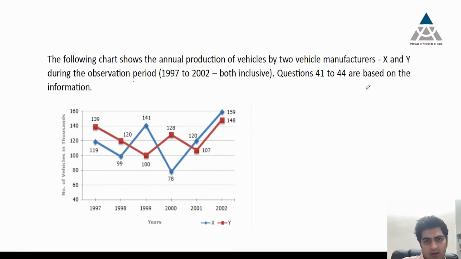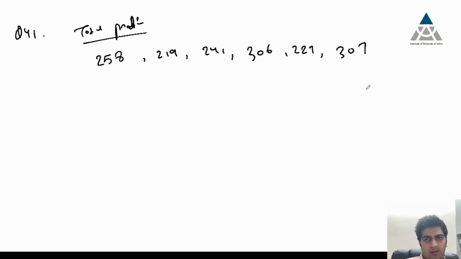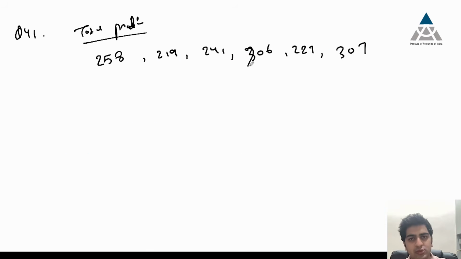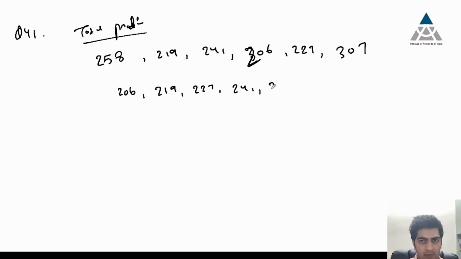So these are your different numbers. Just a small correction: the fourth year, that is 2000, is 78 plus 128, that is 206 and not 306. So just a small correction here. But yeah, these are your 6 different combined productions. Let's put them in ascending order. That is 206, 219, 227, 241. Then you have 258 and 307. So this is the ascending order.